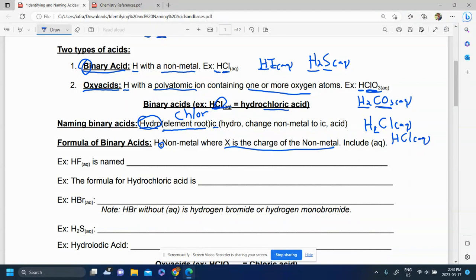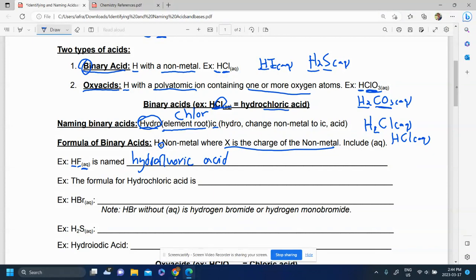So let's do a few practice problems together. Here we want to name HF. I know it's a binary acid because there's an H, there's an F, and then there's AQ. So there's two elements only, and we have our AQ, which signifies we have an acid. So since it's binary, I have to use the prefix hydro. So hydro. Fluorine becomes fluoric, and then acid.